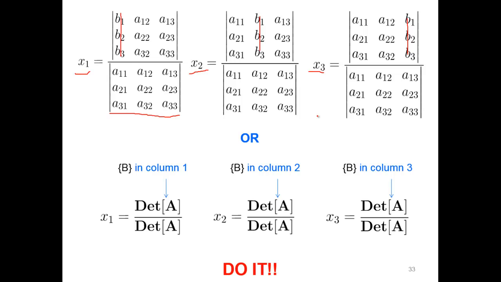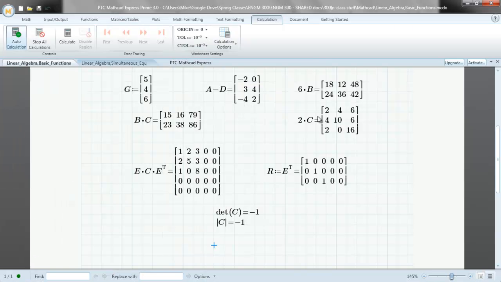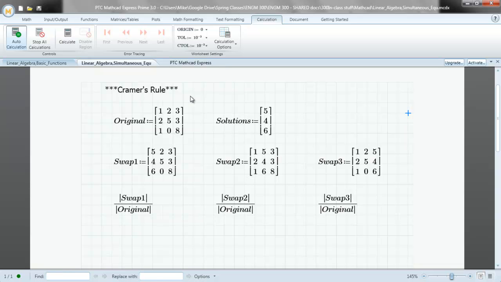So let's go do this. This is your other file, your simultaneous equation file. So again, Cramer's rule. Here's our original matrix, and here's our solution matrix. This is the B matrix, this is the A matrix. What I've already done is swap out column 1, column 2, and column 3. You can see 5, 4, 6 is in column 1, 5, 4, 6 is in column 2, 5, 4, 6 is in column 3. And now I have the determinant of the original matrix, our A matrix, and the determinant of our swapped out matrices, and those are all those cases.